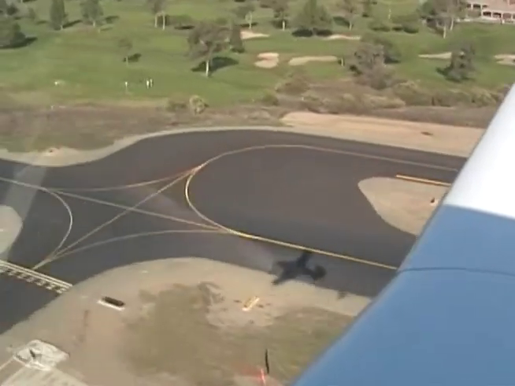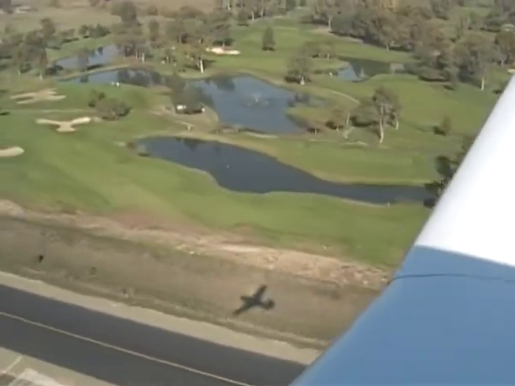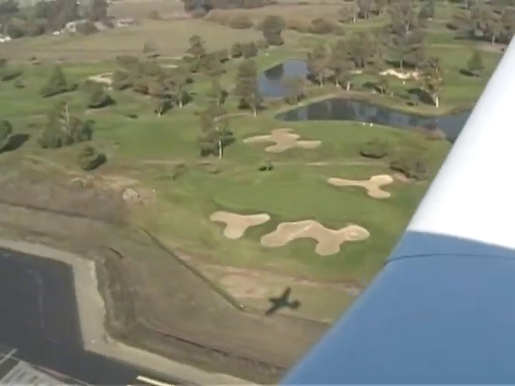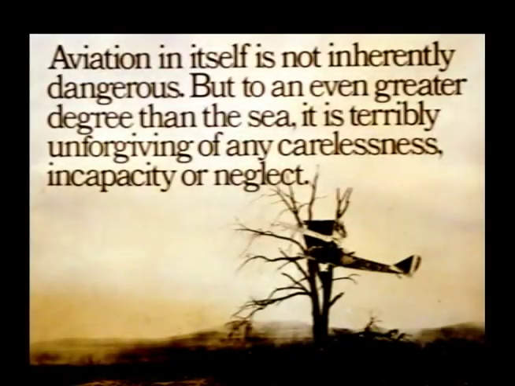There is no additional danger in high-density altitude operations as long as we calculate and do not attempt to exceed the aircraft's design performance or fly beyond our own personal training and experience levels. Recall the sage axiom: aviation in itself is not inherently dangerous, but to an even greater degree than the sea, it is terribly unforgiving of any carelessness, incapacity, or neglect.